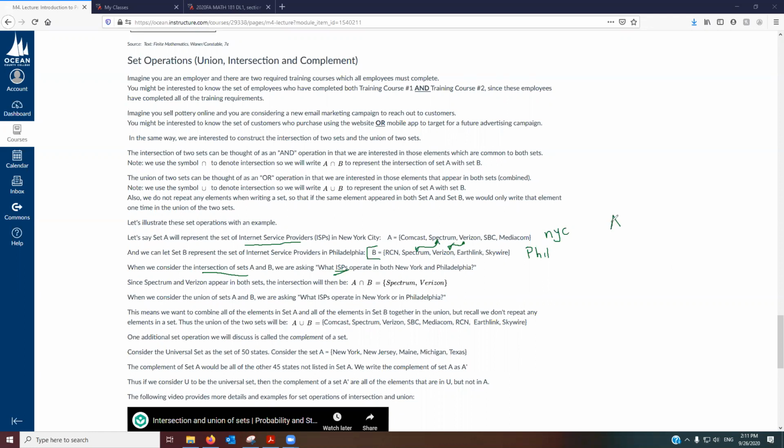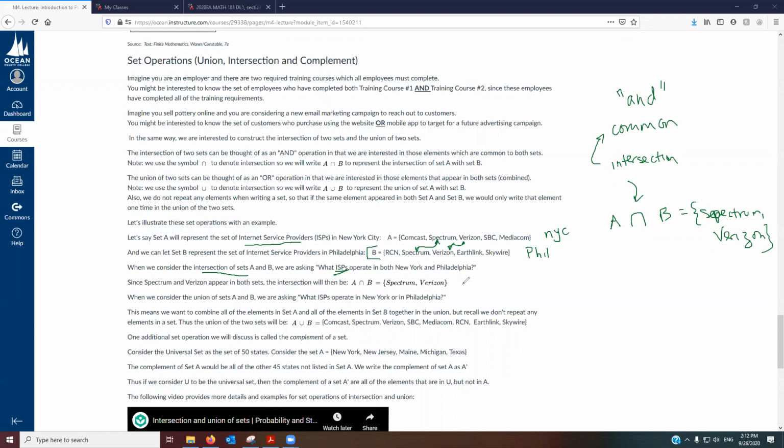The way we write this is we use an upside down U to mean intersection. So I would write down the intersection is Spectrum and Verizon. It's really asking what's in common between the 2 sets. You can think of it as the and: what ISPs are operating in New York and in Philadelphia.